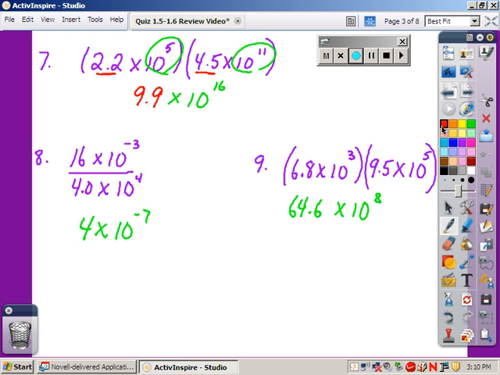So all I do to fix this is move this decimal point back to the left one place. And I get 6.46, which is between 1 and 10. But when I move the decimal point to the left, I have to add to the exponent. So I move one place, so I add one to the exponent. That's your final answer to that.